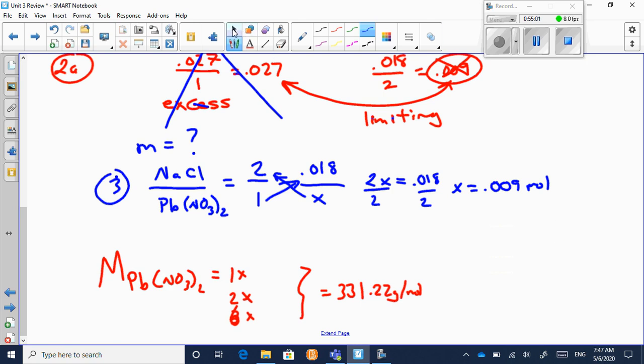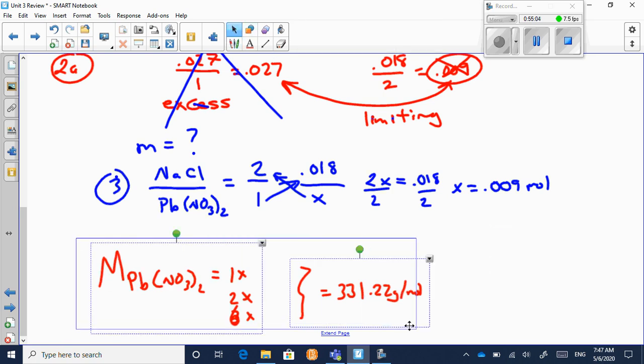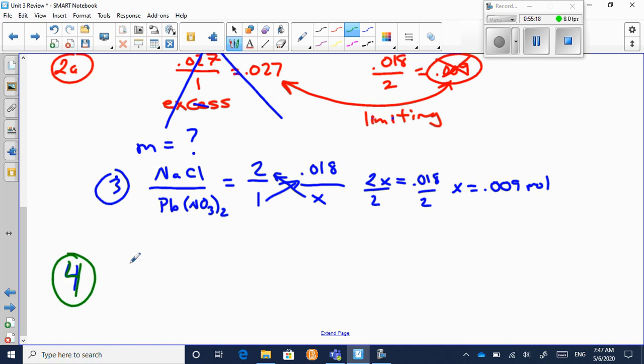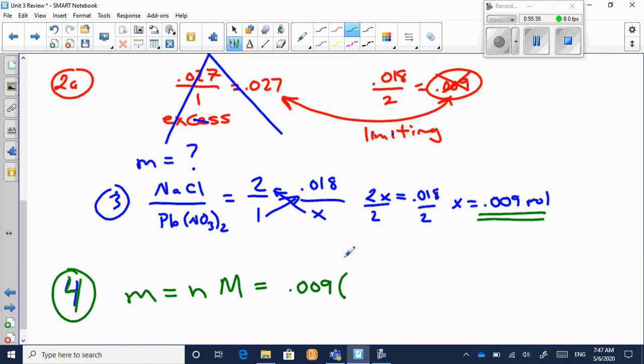Now, I'm just going to clear this off the bottom just to give myself some room. So the final step, look at this, is to then do step number 4. Oops, I wanted to pick a different color. There we go. Step number 4 is let's convert. So this is how many moles of the lead nitrate is going to be used. So the mass that's going to be used is n times big M. So it's 0.009 times the molar mass, which I've already got, 331.22. That's the molar mass of lead nitrate.